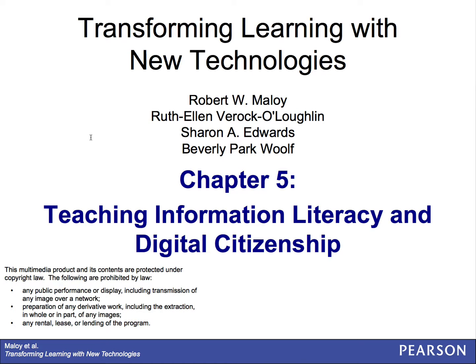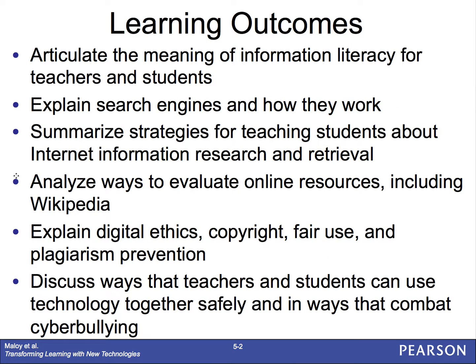Okay, this is chapter 5, Transforming Learning with New Technologies. The learning outcomes are: articulate the meaning of information literacy for teachers and students, explain search engines and how they work, summarize strategies for teaching students about internet information research and retrieval, analyze ways to evaluate online resources including Wikipedia, explain digital ethics, copyright, fair use, and plagiarism prevention, discuss ways that teachers and students can use technology together safely and in ways that combat cyberbullying.